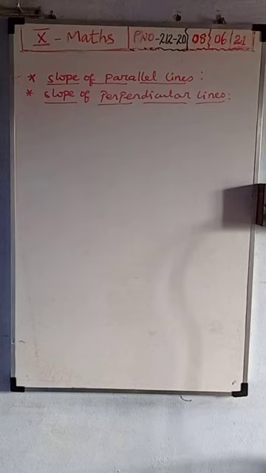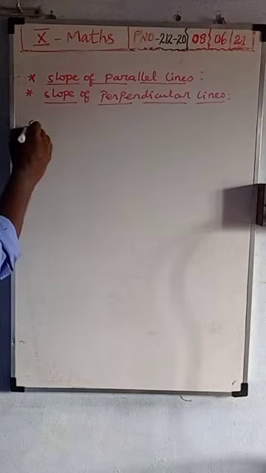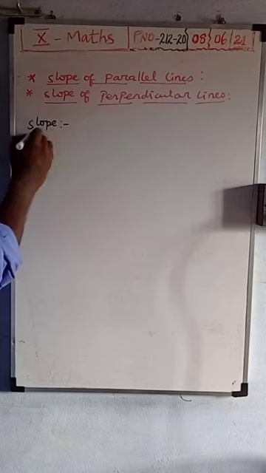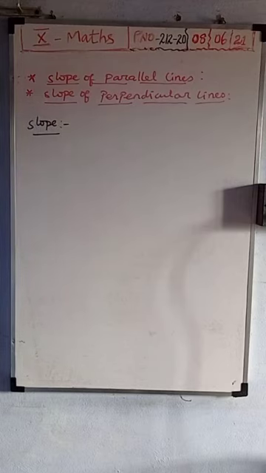Okay. So in yesterday's class we discussed slope. What is meant by slope? How do we find slope? We saw everything in yesterday's class. So see once again, what is the definition of slope? The measure of steepness is called slope.